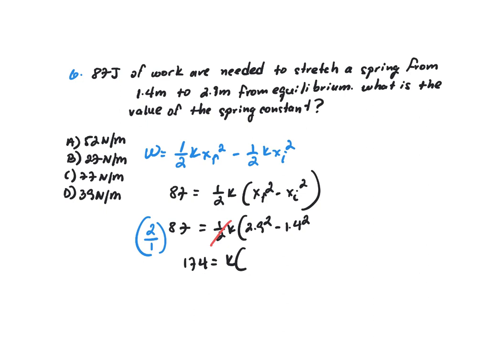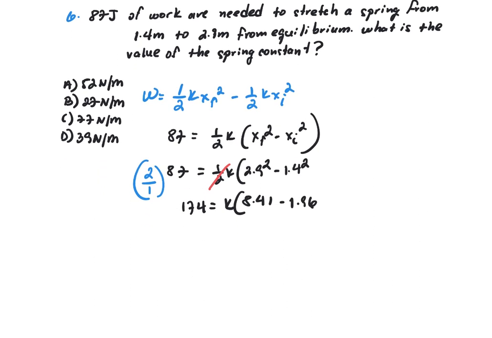What's 2.9 squared? That's 8.41, minus 1.4 squared, that's 1.96. So we have 174 equals our k times, and the difference between 8.41 minus 1.96 comes to 6.45.